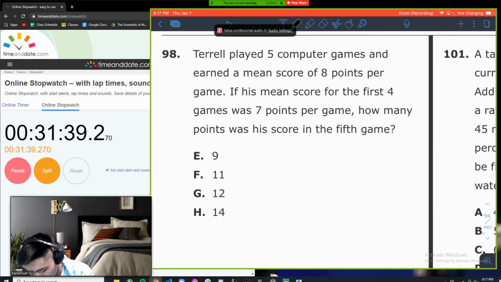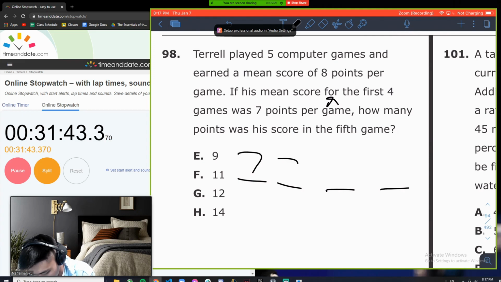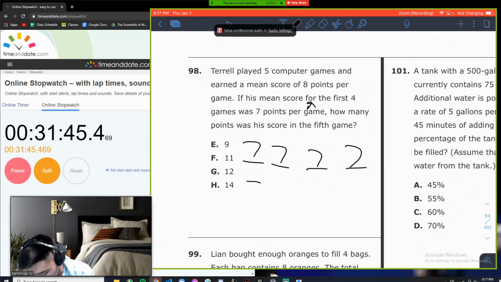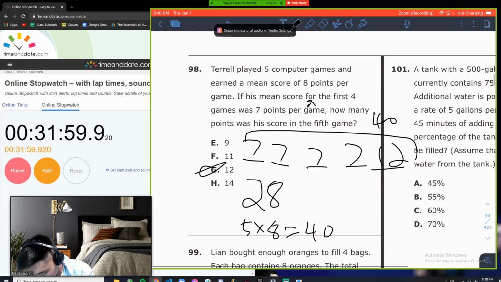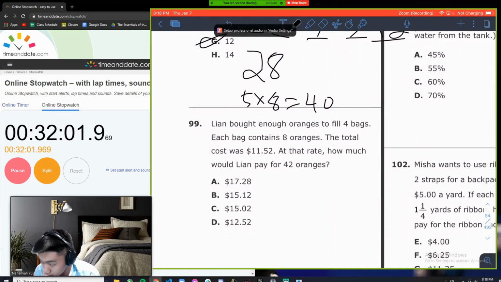Okay, that means in his first 4 games, right? It's 7-7-7-7, which is 28 points. And then in the total of 5 games, he had 40 points. So the last game, he must have had 12 for this to equal 40. 99.